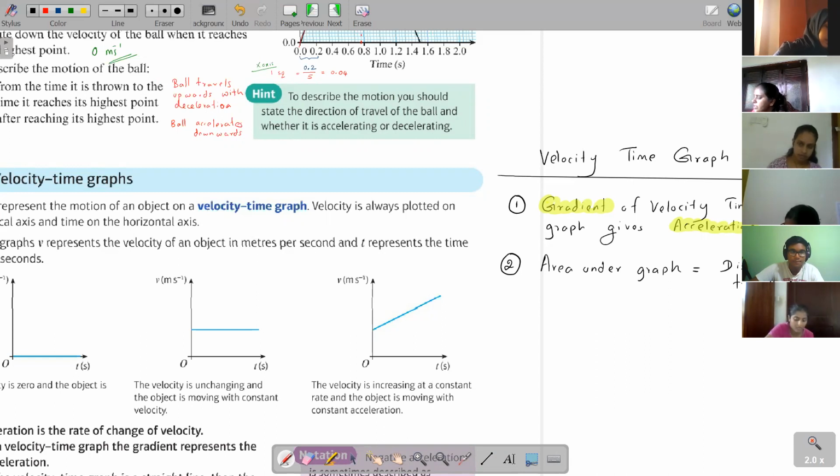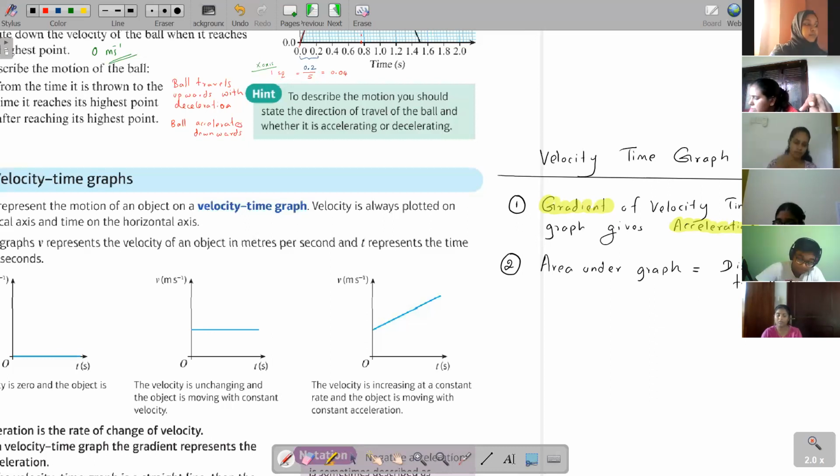Area under the graph gives the distance traveled. So these are the two key features. You can see there is an extra feature in VT graphs, velocity-time graphs. In displacement-time graphs, we spoke about only one property, but in VT graphs, there are two major properties. That is extremely important, and both of these properties will be used.